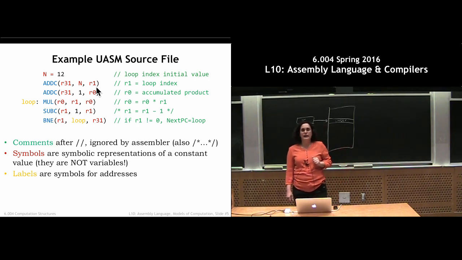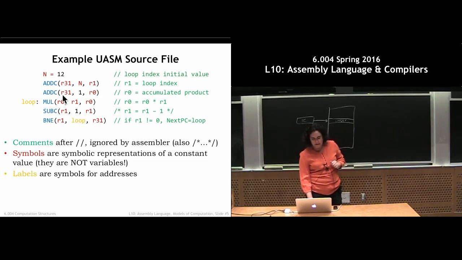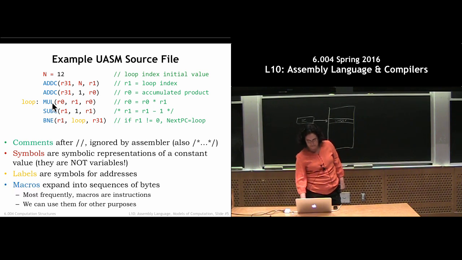Okay, in yellow we have labels. Here we've got the loop. Loop is basically the address of this multiply instruction. And so in the branch instruction, we can later say I want to branch back to loop, which is going to take me back to the target of my branch instruction.